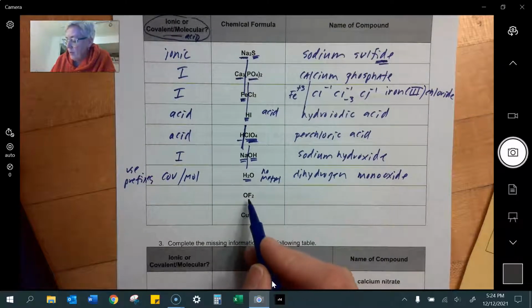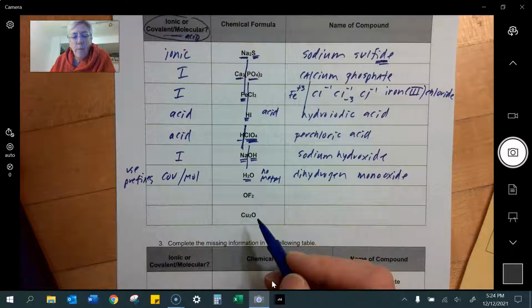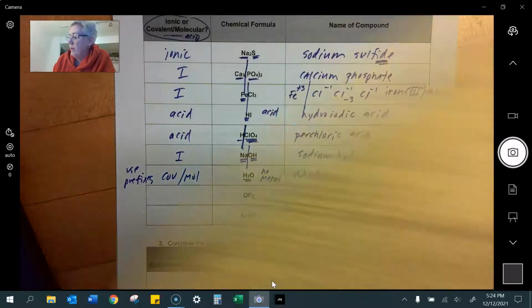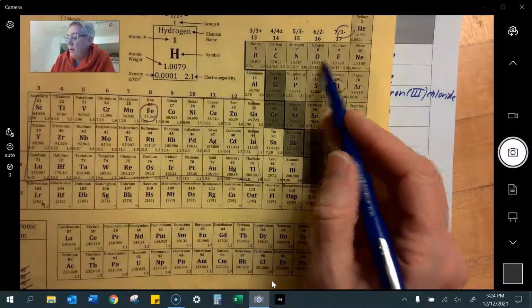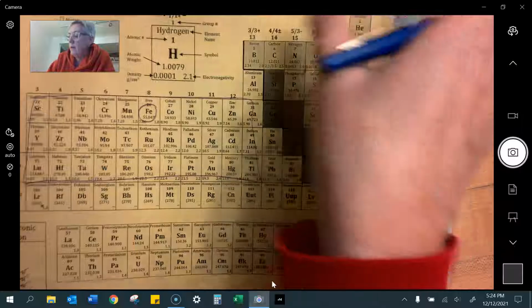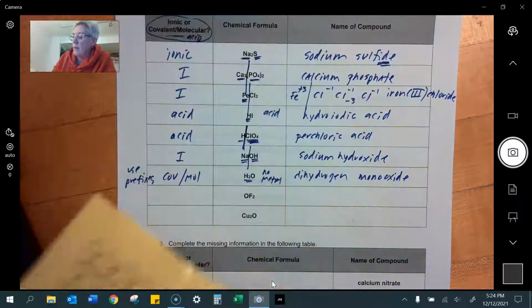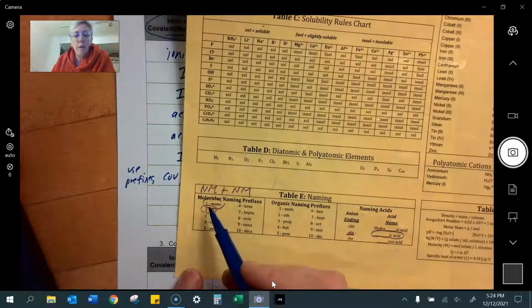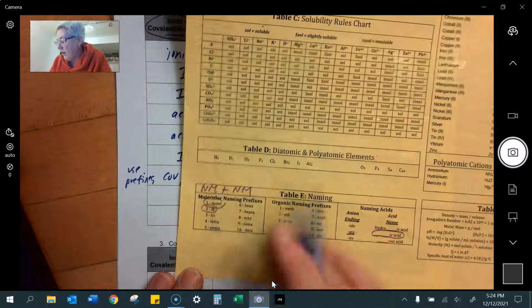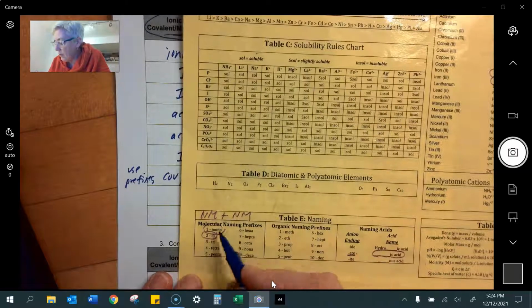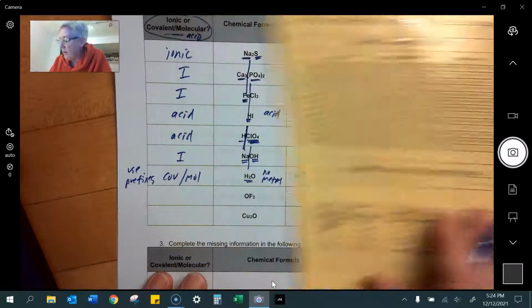All right, let's do this one. OF2. Do we have a metal? No, we don't. O and F are both non-metals. All right, so we're going to use our prefixes again. Non-metal plus non-metal. So OF2, we have one O and 2 F's.